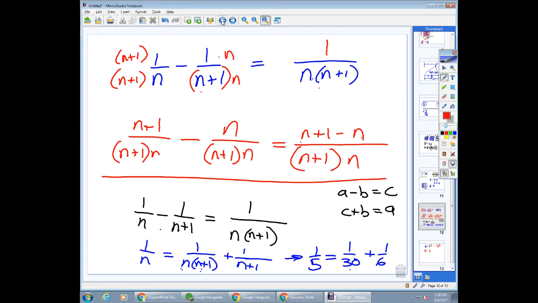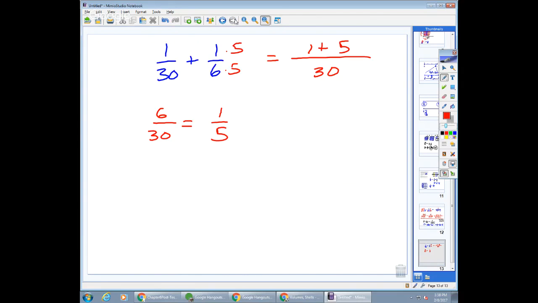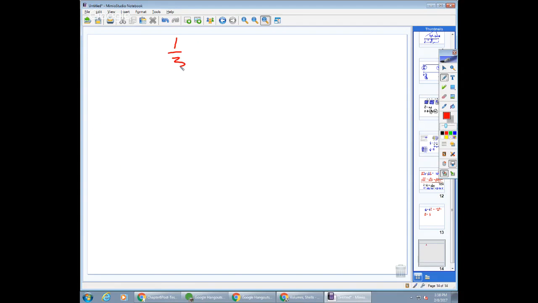Okay. So, and we could use this anywhere. Like, remember we were messing around with 1/3 earlier? So we could use this for rewriting 1/3. The formula says this is going to be equal to 1 over 3 times 4 plus 1 over 4.